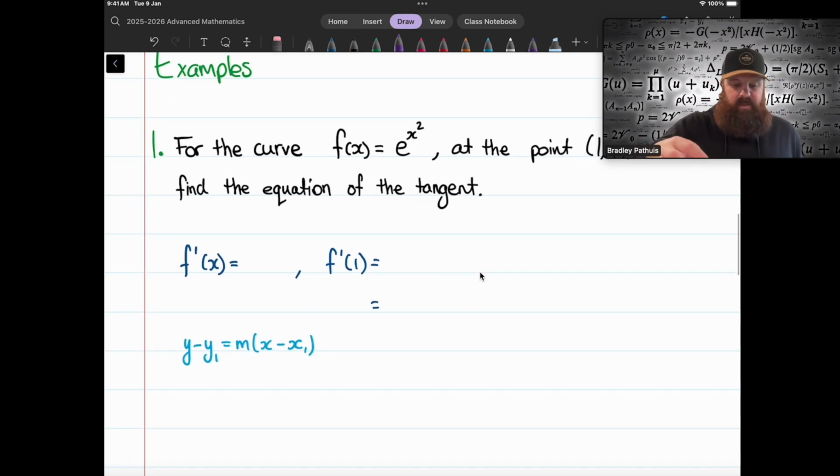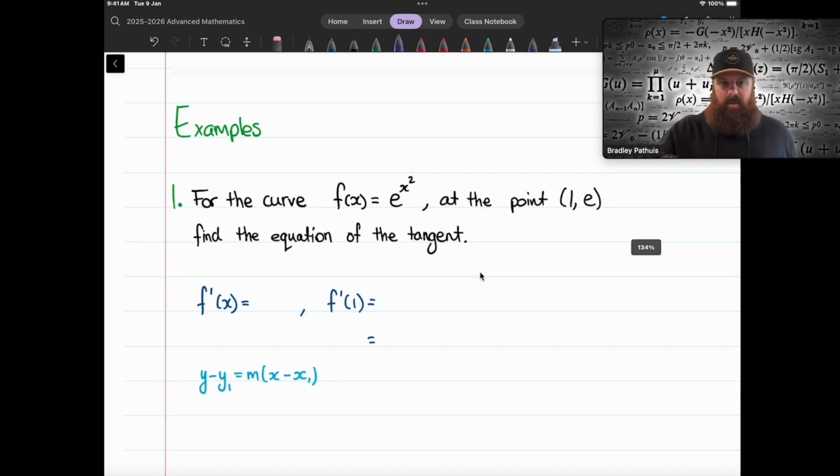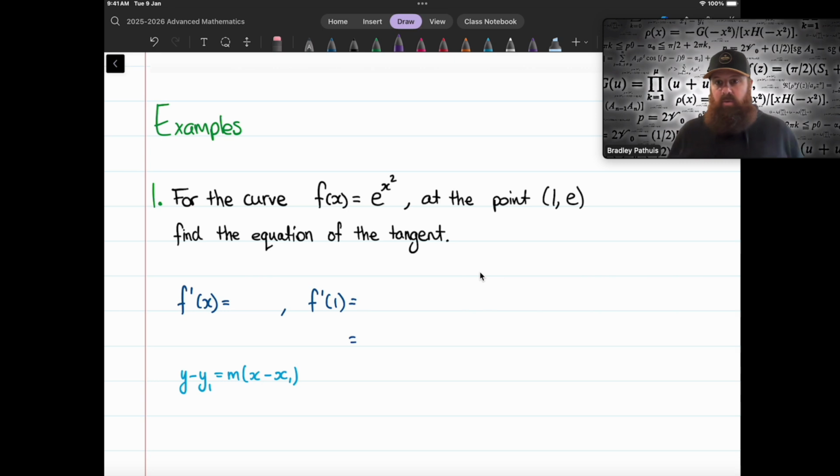Moving this through to an example that requires a bit more of an understanding of not just finding a derivative, but doing something with it. So for the curve, f of x is equal to e to the power of x squared. At the point 1, e, find the equation of the tangent. Now remember that e is just a number. It's 2.7 and so on. So when we put e into a coordinate point, it's still a value. So find the equation of the tangent.